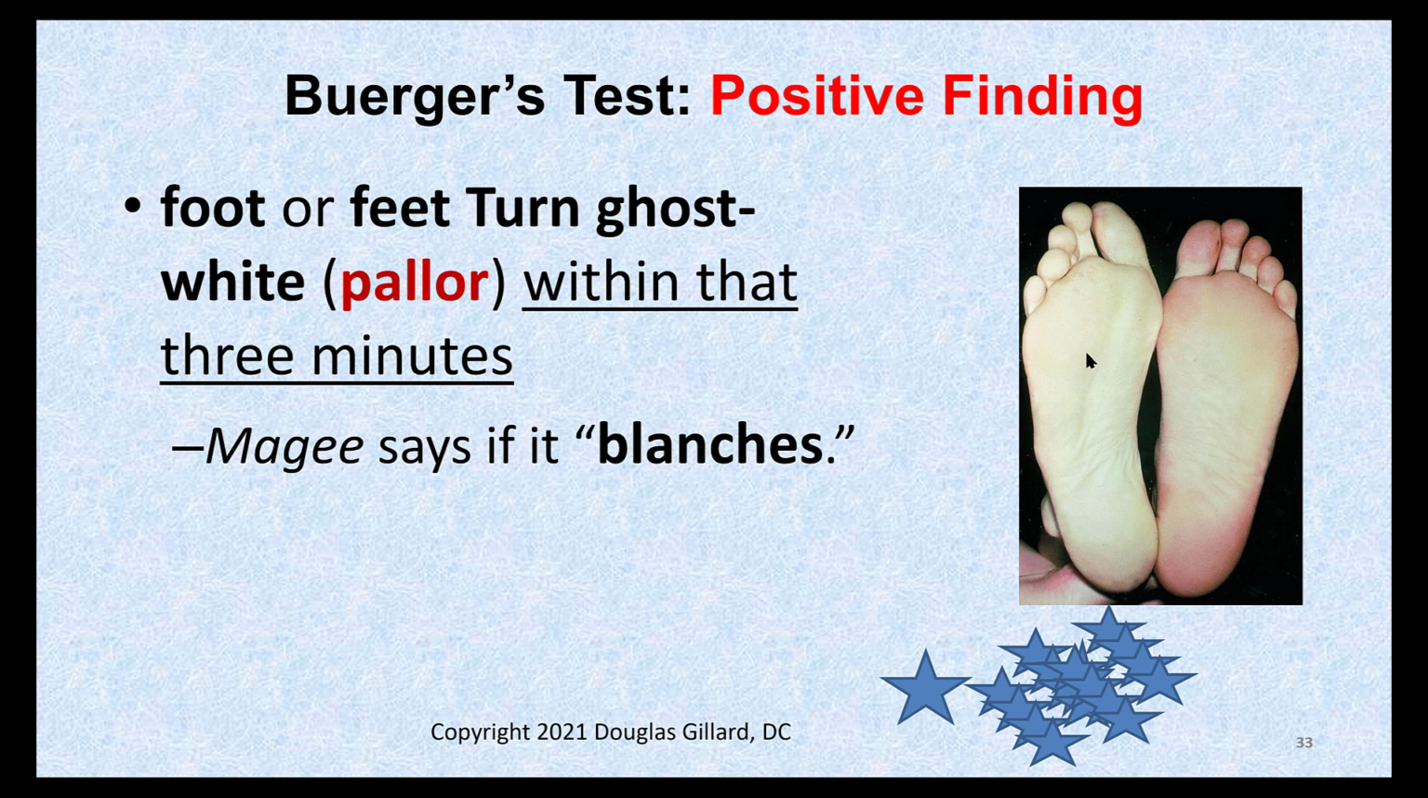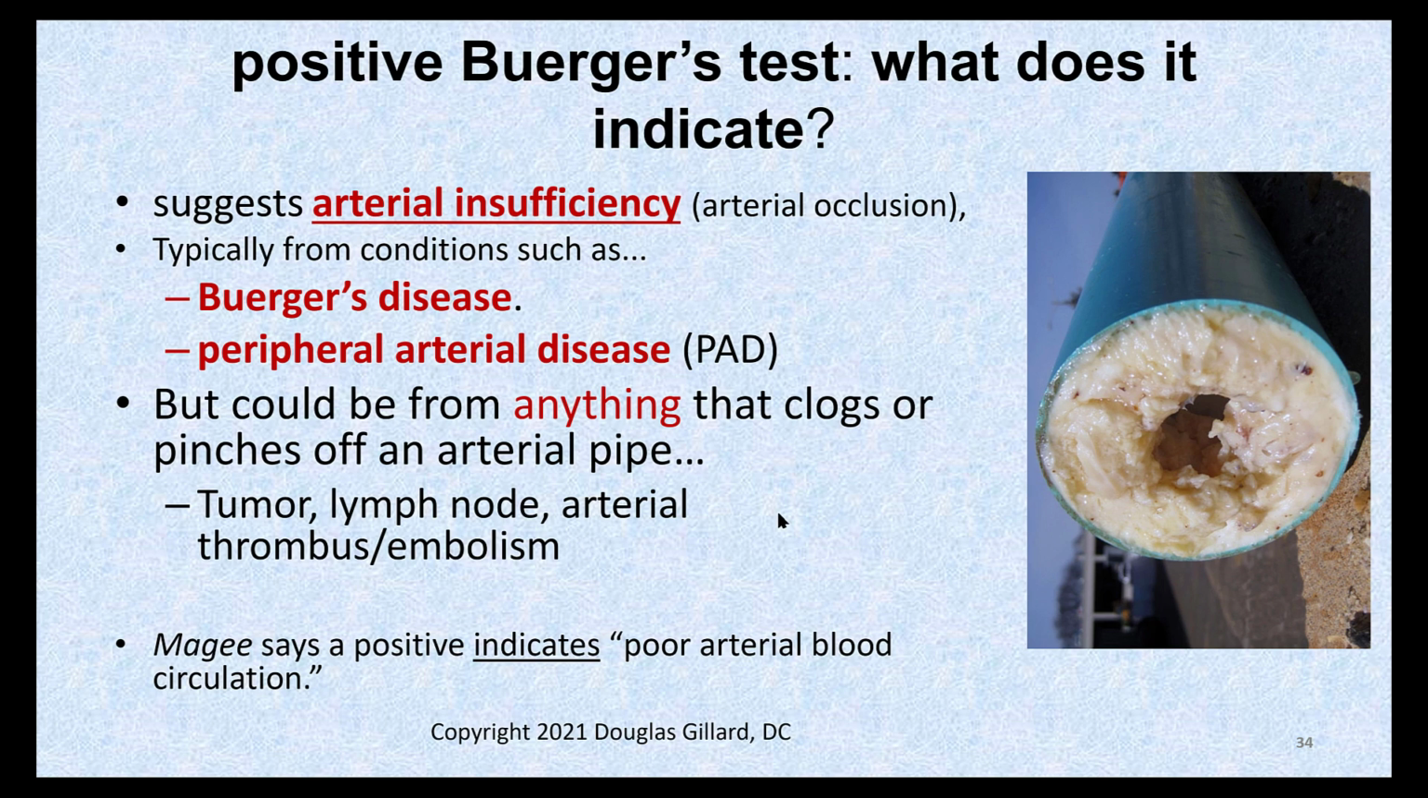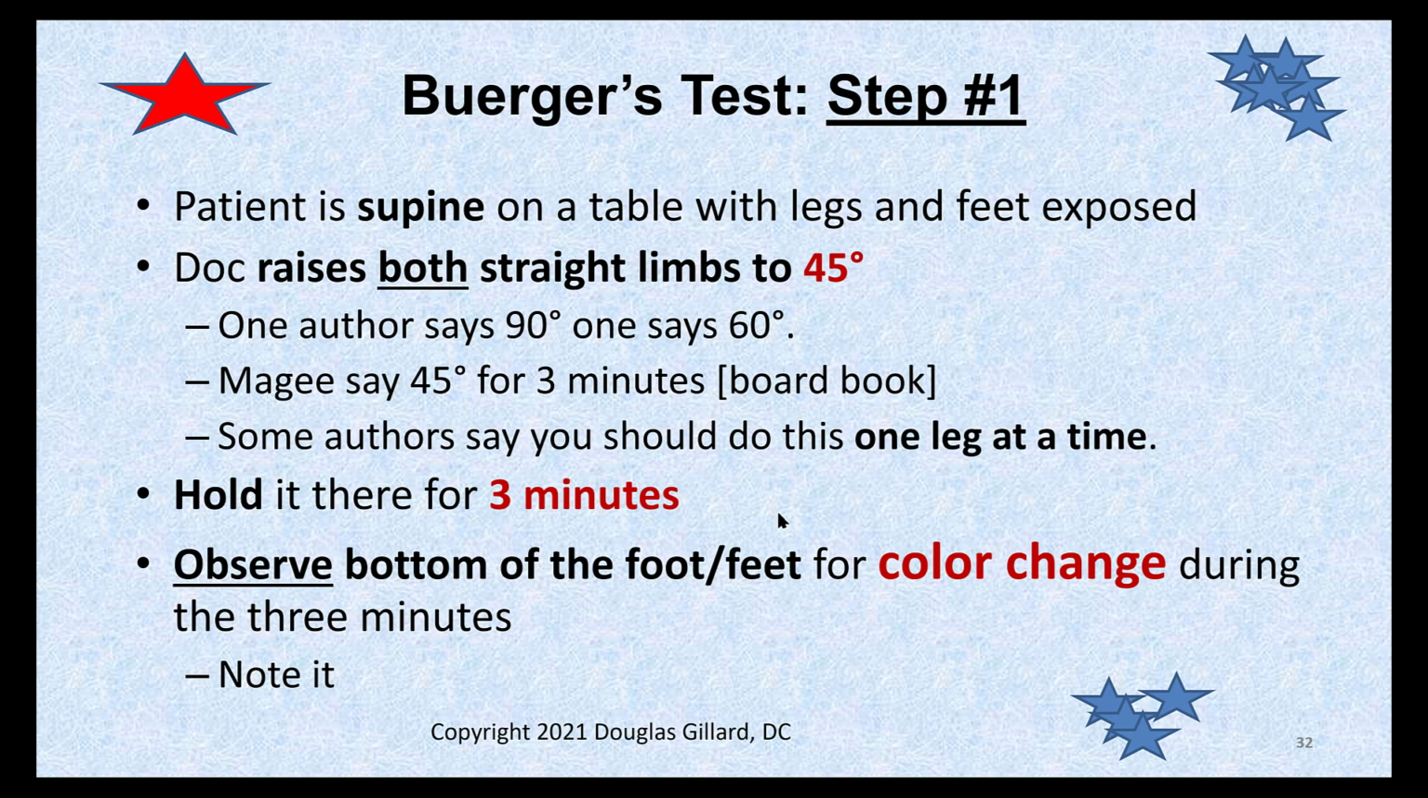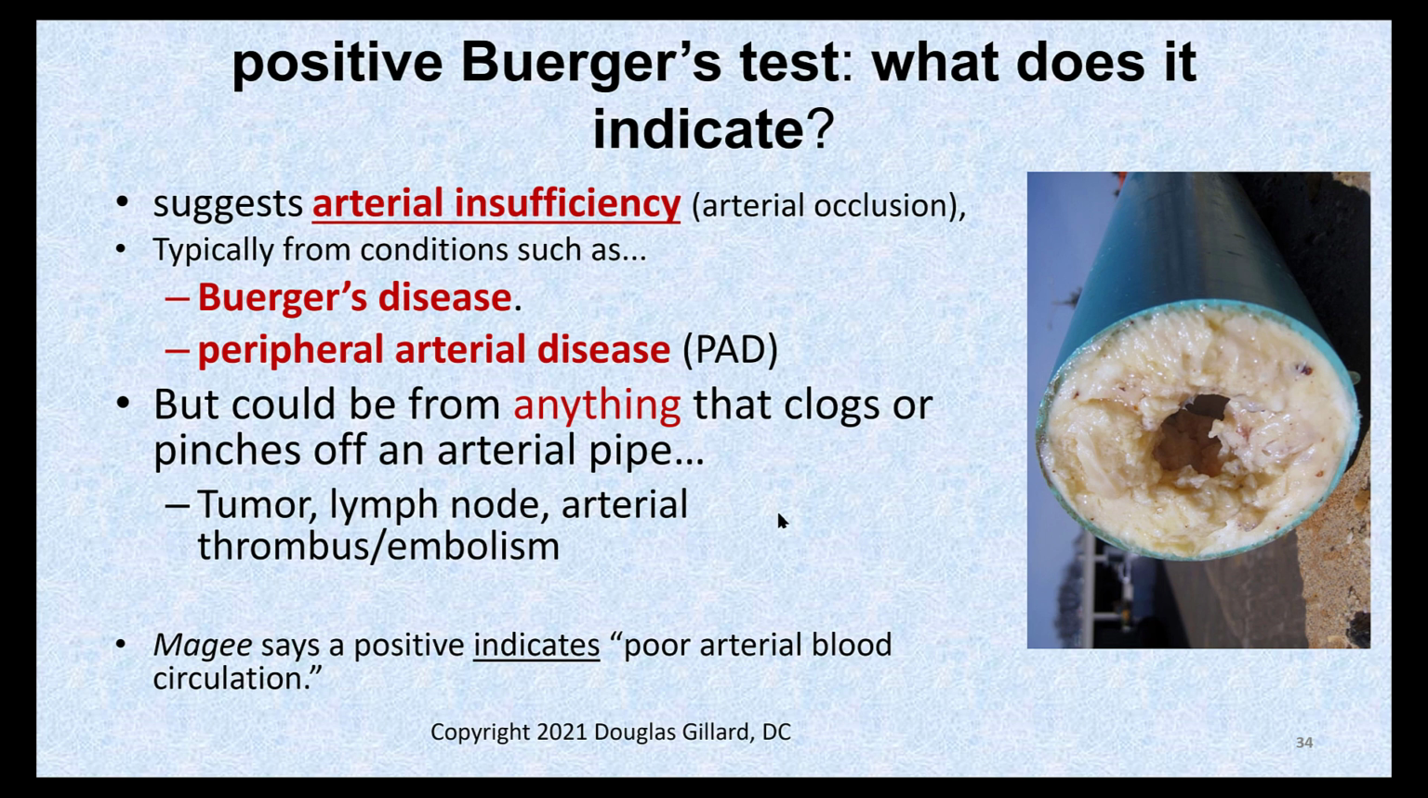That's a positive Buerger's test. It indicates arterial insufficiency. AKA for pallor is blanching. McGee sometimes calls that blanching. So blanching and pallor are AKAs. Okay, I think we got that covered.